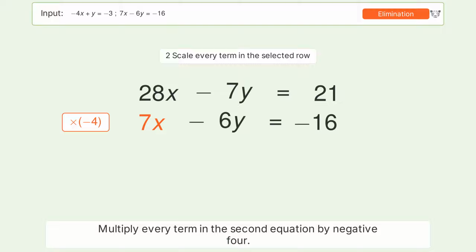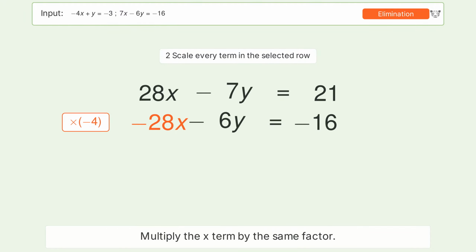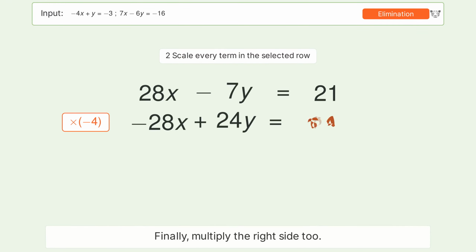Multiply every term in the second equation by negative 4. Multiply the x term by the same factor. Now multiply the y term by that factor. Finally, multiply the right side too.